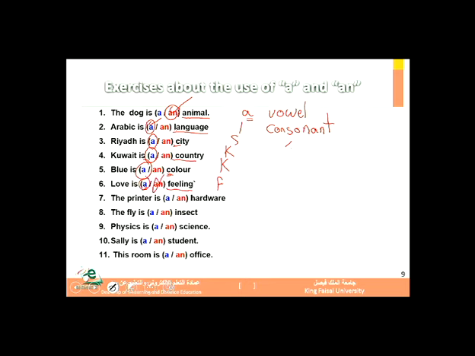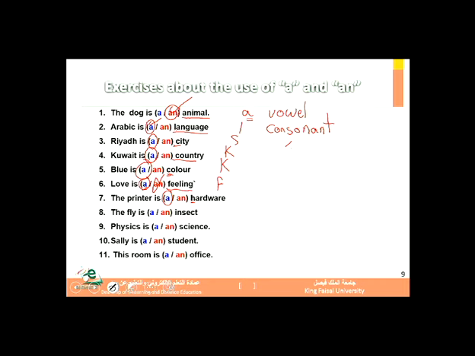We use a. The printer is a hardware. The printer is a hardware. The H sound is not a vowel sound. It is one of the consonant sounds. The printer is a hardware.